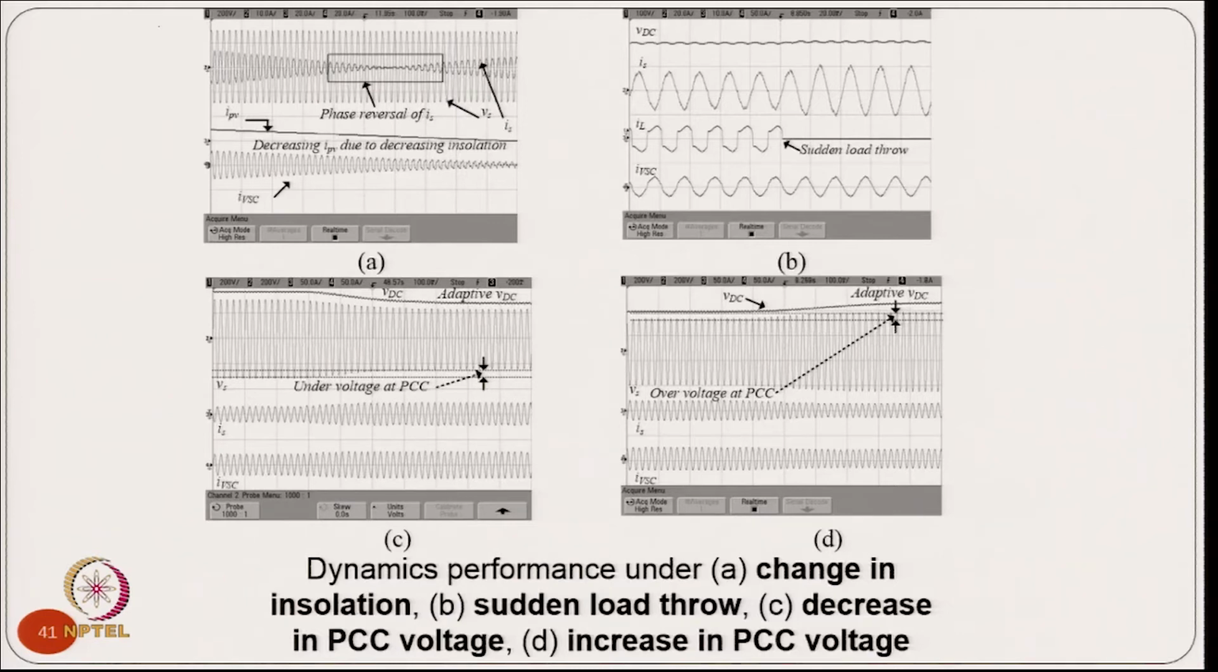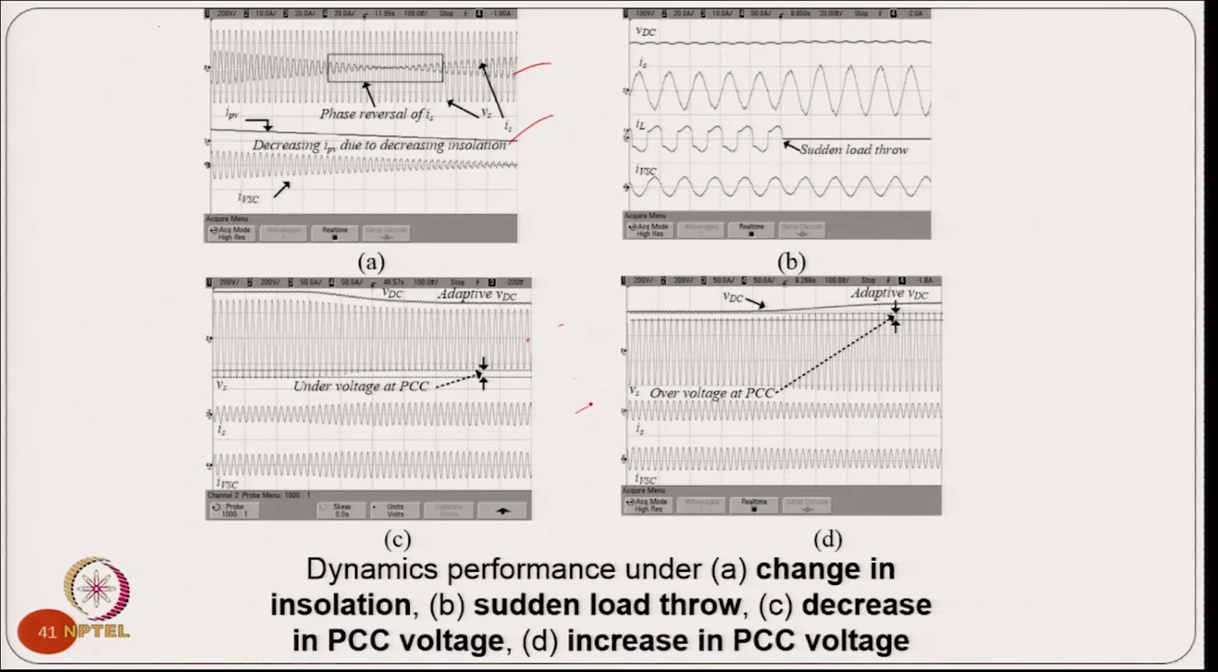And this is the case during the dynamics. When you have the solar insolation level changing, the inverter current goes on changing, and you will find the grid current accordingly goes on changing. And if you have a voltage sag, a voltage reduction, then for a given power your grid current is increasing.